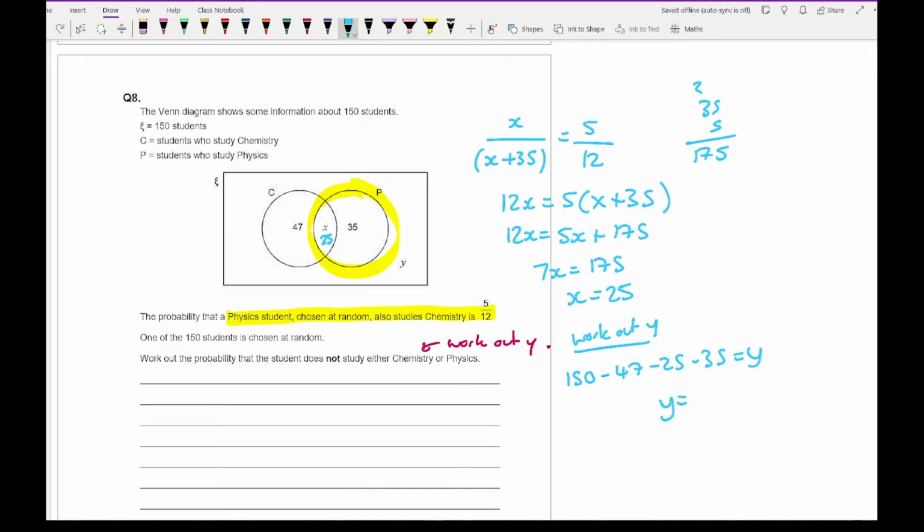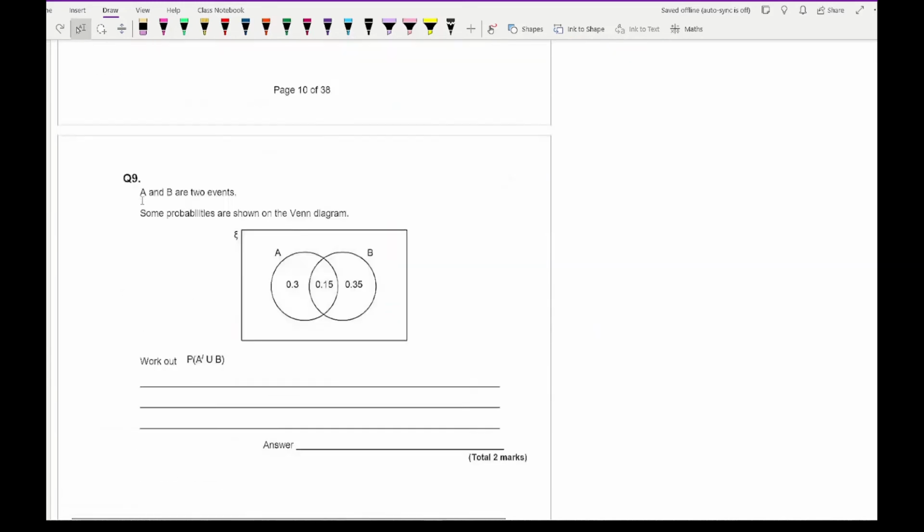So y equals, and that's going to be a total of 47. So that means the probability of selecting y is going to be 47 over the total of 150, and there is my final answer.